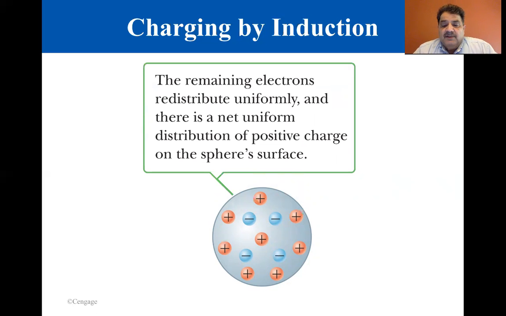Even though the positively charged atomic nuclei remain fixed, this extra positive charge is uniformly distributed over the surface of the ungrounded sphere because the electrons spread out. The charged rubber rod doesn't lose any of its negative charge because it never comes in contact with the sphere, and the sphere is left with a charge opposite that of the rubber rod. Charging an object by induction requires no contact with the object inducing the charge.